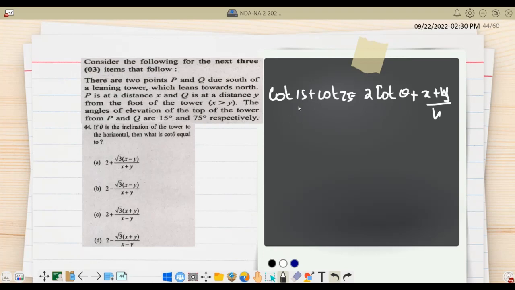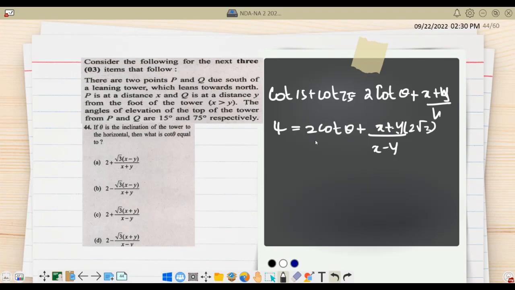When we add it, we have 2 plus root 3 and 2 minus root 3. Root 3 will cancel. You get 2 plus 2 equal to 4. So 4 is equal to 2 cot theta plus x plus y by h. We have found that the value of h is x minus y by 2 root 3, right? So the value of h is x minus y by 2 root 3. So 2 root 3 will go to the numerator.